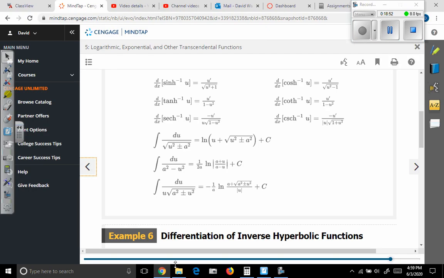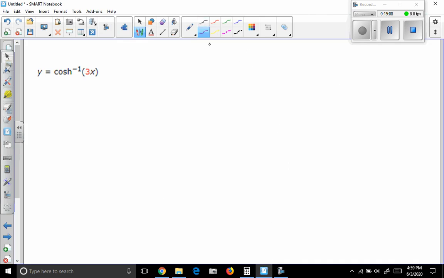So here are the formulas for the hyperbolic inverse derivatives. So we're doing the derivative of inverse cosh of u. So that derivative is u prime over the square root of u squared minus 1. So let's write that out. The derivative of inverse hyperbolic cosine of u is u prime over square root of u squared minus 1.